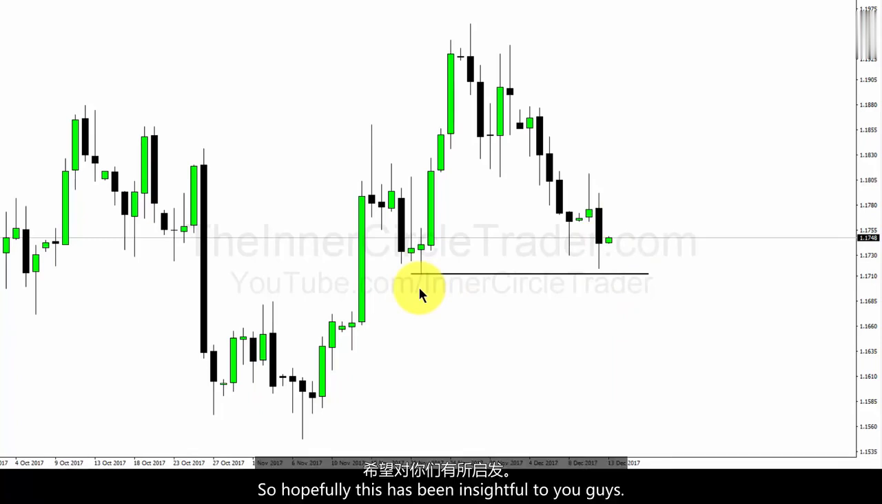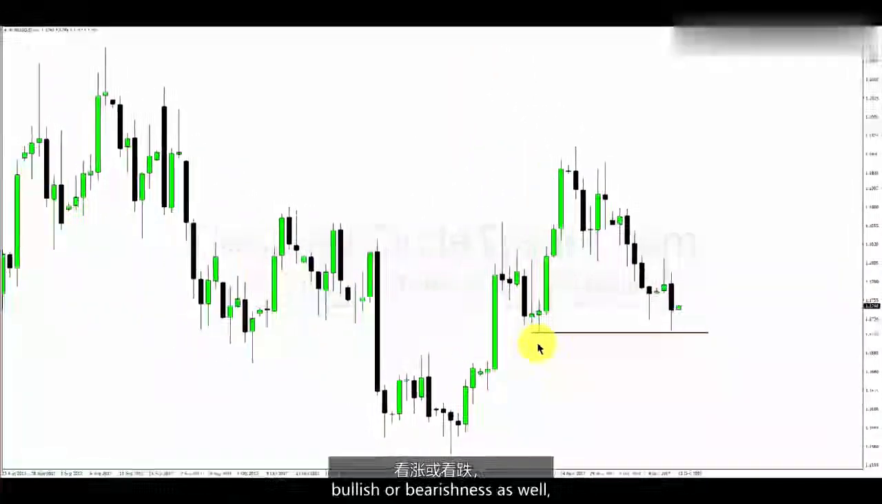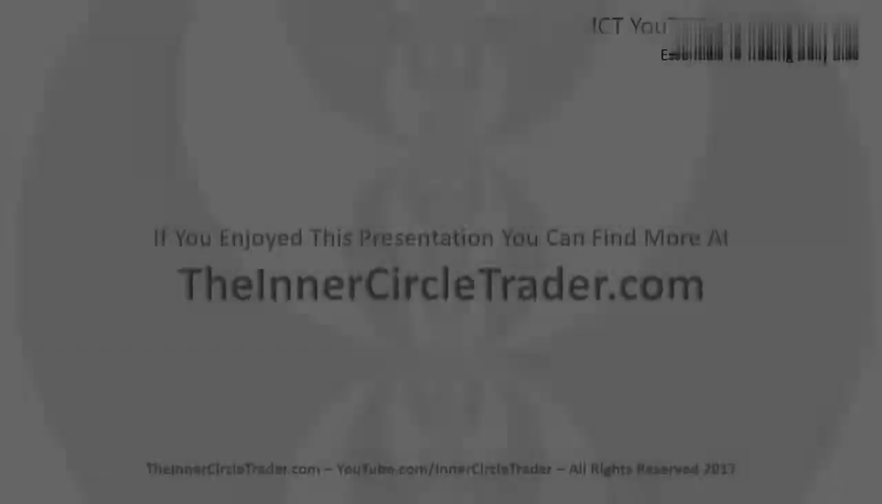Okay. So hopefully this has been insightful to you guys. It gives you a little bit more framework to work with. And obviously there's so many things that we can build on to build bias and intermarket relationships as well. But I try to incorporate the application of the dollar index analysis and also to justify what we would view in terms of foreign currencies, bullish or bearishness as well, and using daily bias.